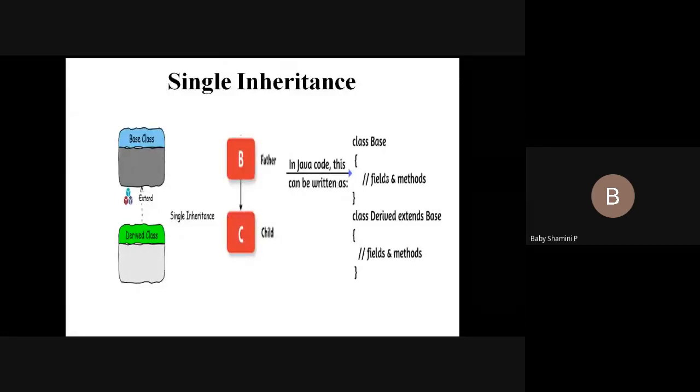So this is the syntax to write a program. Class Base, class Derived. This is the derived class, this is the base class. Class Derived extends Base. We need to inherit properties from the base class. For that we are using the keyword extends and we use the class name Base.